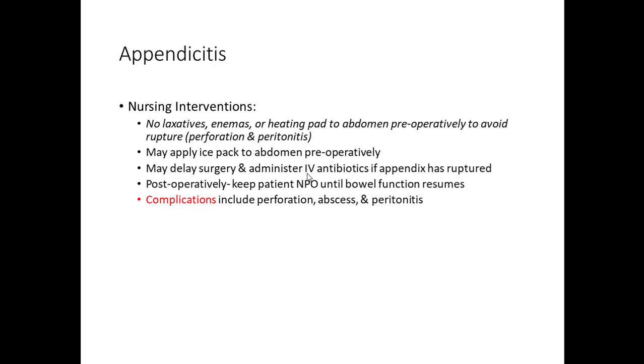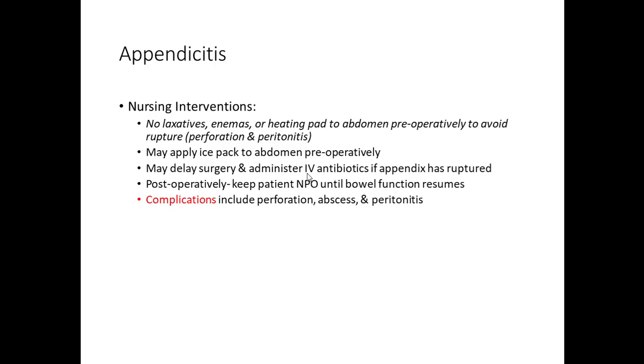Interventions. We don't want to give any laxatives, enemas, or heating pads before they're having surgery, because especially the heating pad will increase blood flow to the area and cause the infection to get worse and risk it to rupture. If it hasn't ruptured already, adding heat will just cause a higher risk for rupturing, perforating. Laxatives and enemas, if they strain to have a bowel movement or even from placing them, can actually cause the appendix to rupture. So we're going to use ice on their belly before surgery.